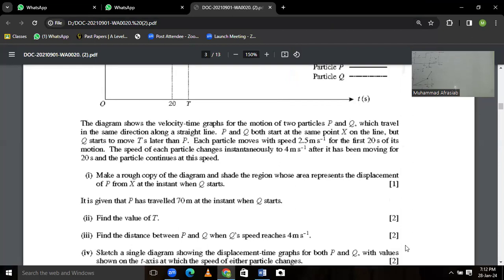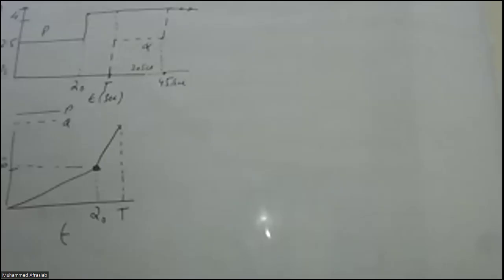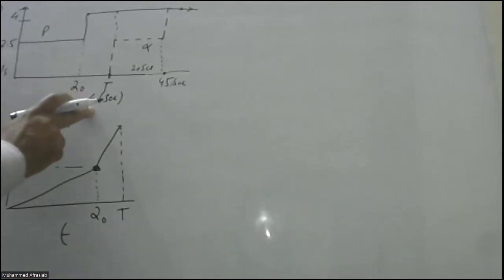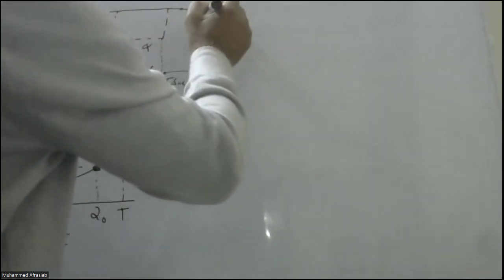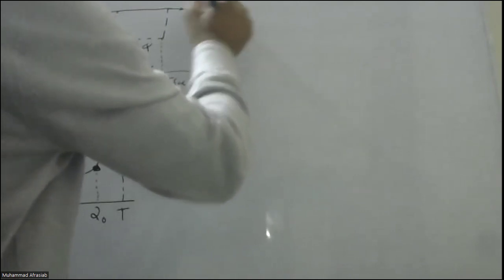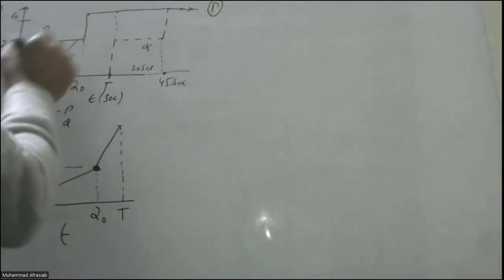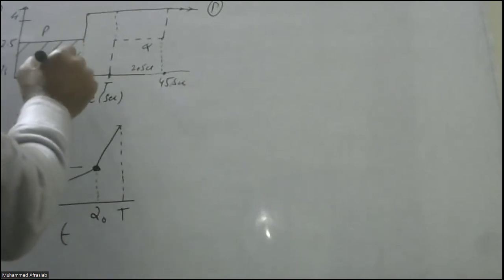In the next part, it is given that P has traveled 70 meters at the instant when Q starts. Find the value of t, and also find the distance between P and Q when Q's speed reaches 4 meters per second. In the second part, you are going to find the value of t where particle P has traveled 70 meters. So for particle P, the area of this portion is the distance traveled.